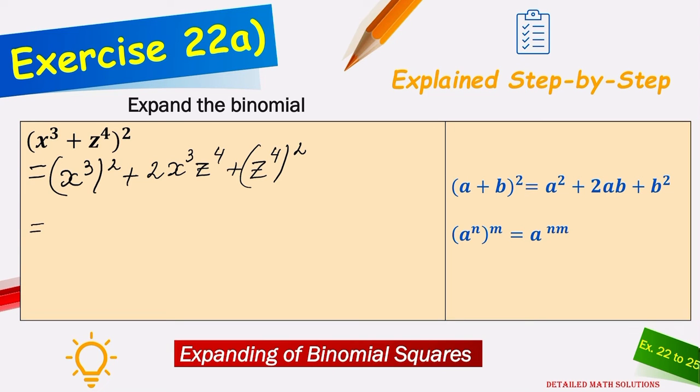As a next step, I'm going to use the rule for power of a power and multiply the exponents 3 and 2. Then x cubed squared equals x to the sixth power. Then rewrite the second term because we can't simplify it further. This equals x to the sixth plus 2x cubed z to the fourth power plus z to the eighth power.